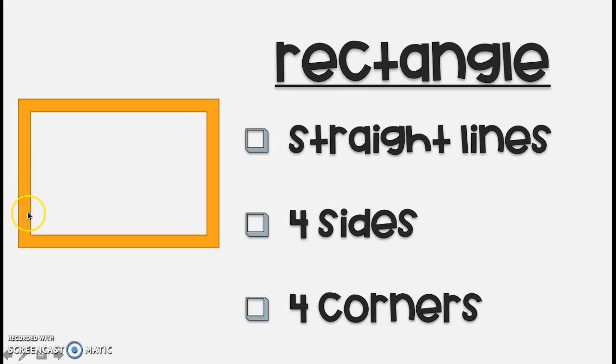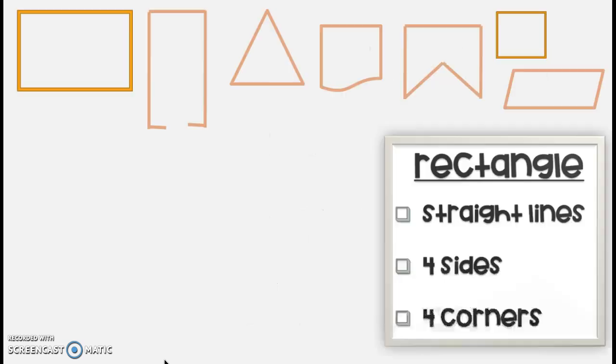Remember where the two sides meet? It makes a little pocket. That's a corner. All right, in order to be a rectangle, you have to have straight lines. Check. You have to have four sides. Check. And you have to have four corners. Check. If you don't have all those things, you are not a rectangle. All right, let's look at some shapes and see if we can use our checklist to help us.